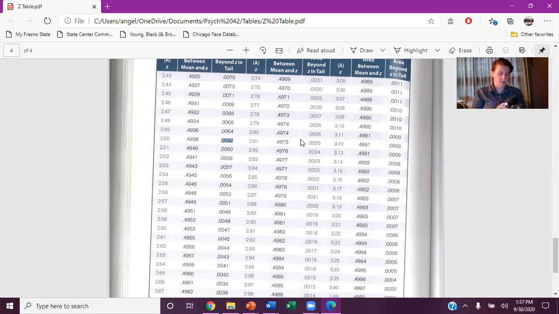Okay, so 0.0062 times 2, our p-value is 0.0124, or you can just round that to 0.01. Okay, so our p-value equals 0.01, which is indeed less than our threshold of 0.05. Here, let's go back to the PowerPoint now.